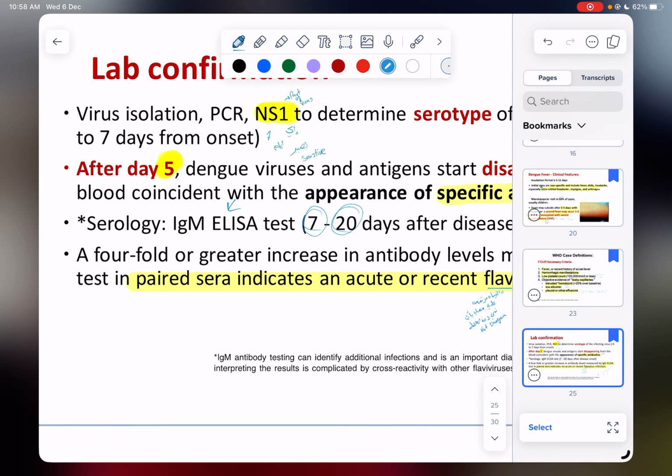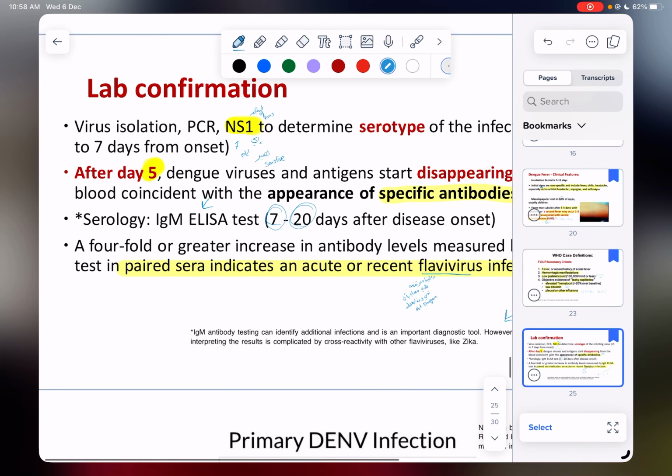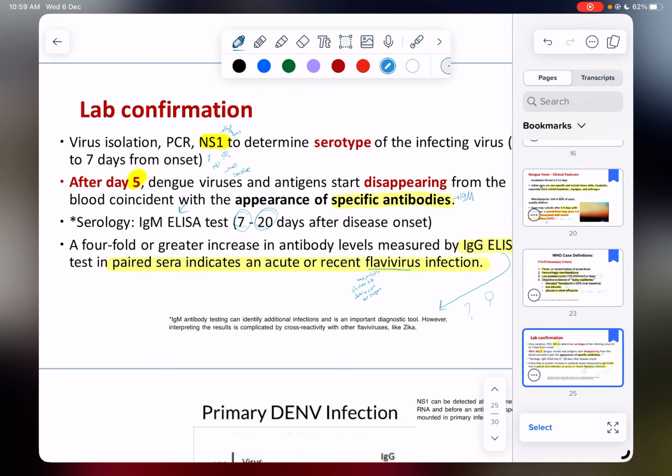IgM or IgG? Let me. There are three things that I talked about in this slide. One was NS1 protein. Second was IgM. And the third was IgG. So NS1 protein is the diagnostic marker in the first week. And IgM antibodies are diagnostic markers after the first week.